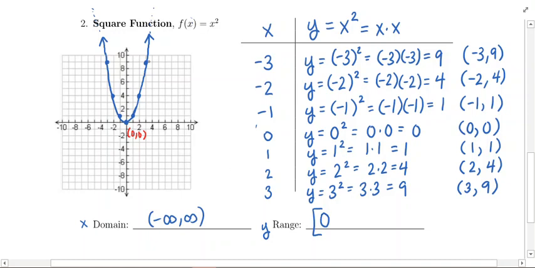And then we look for our highest y value. Remember, the graph keeps going up forever. So the highest y value is going to be positive infinity. So that is your range.